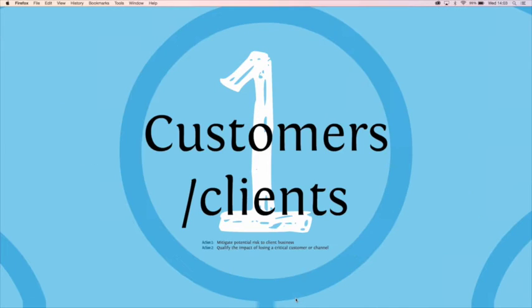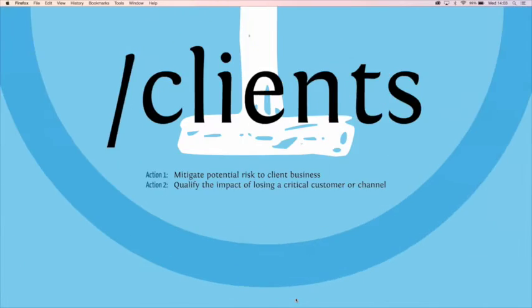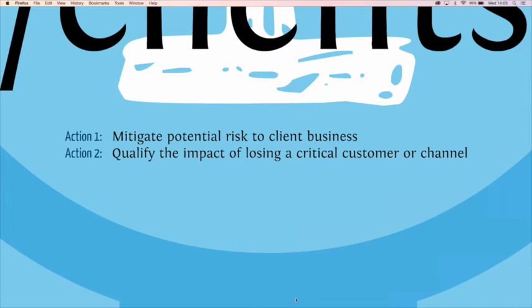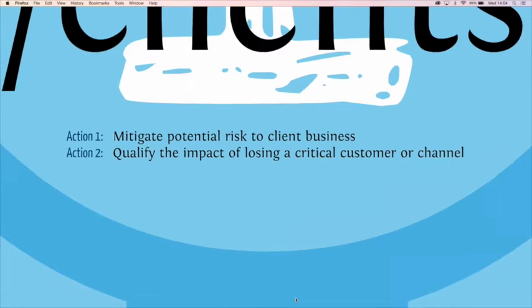So, first is number 1, your customers and clients. They will have certain expectations of your business, obviously. So you need to pinpoint exactly what those expectations are and prove to your clients that you can operate under all circumstances. So at this point, I'd suggest you make sure that your plan mitigates any risk to your client's business, and check that you've qualified the impact on your business of losing a critical customer or channel.